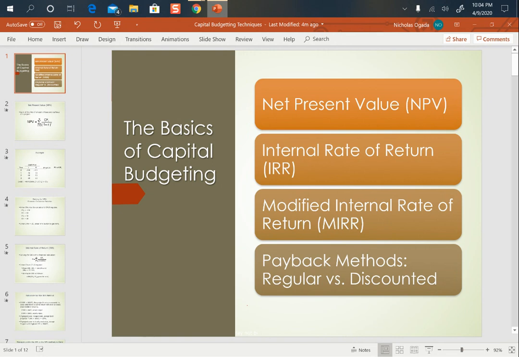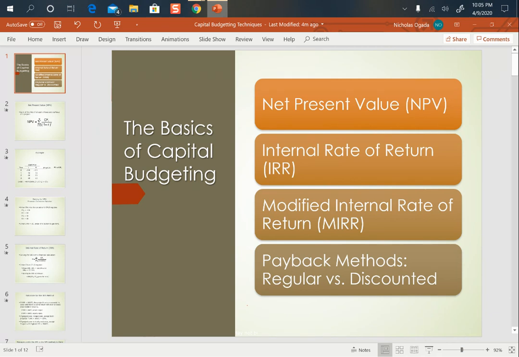Now, I want to go over the basics of capital budgeting. What I want to do is give you an overview of some of the techniques or tools that are used in capital budgeting.